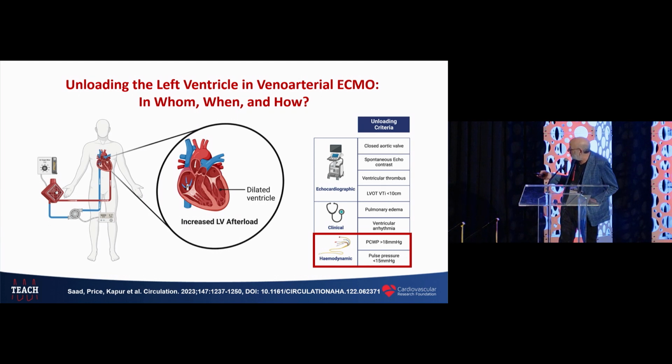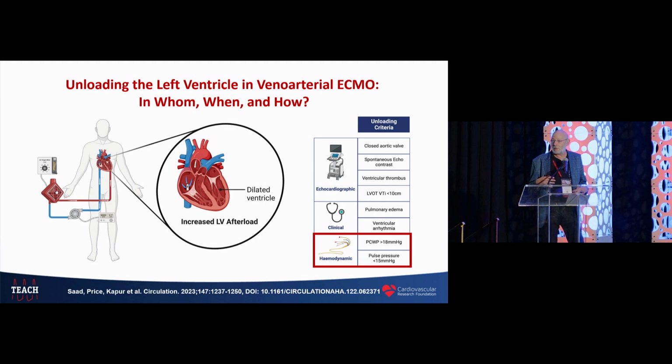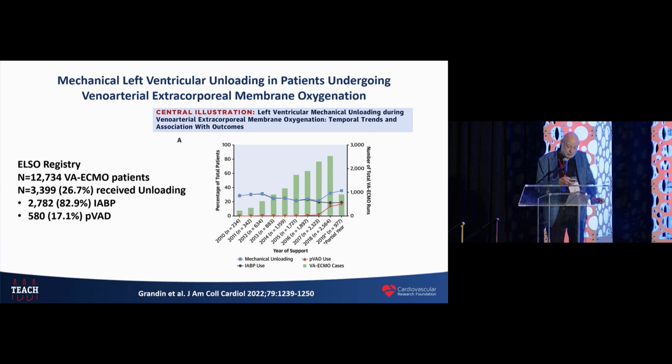These other things that you can look for are a little bit later in the game, and if they're present, could potentially be leading to some of the lesser benefits of unloading that you would see later in the game. So I think that looking at the wedge pressure and the pulse pressure when available, and maybe an echo looking at aortic valve opening, are things that are much earlier in the course that can help you make the decision. So in practice, how many patients are getting unloaded?